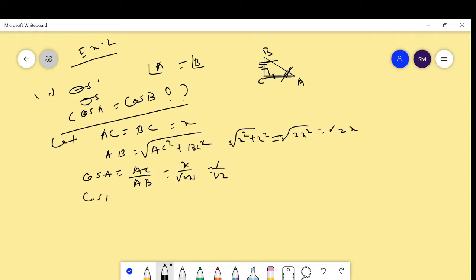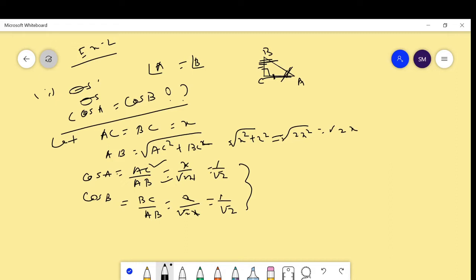Then cos B, for angle B, base upon hypotenuse, BC is the base, BC upon AB, which is equal to x upon root 2 x. x cancels, this is also 1 upon root 2. Yes, we come to the conclusion that cos A is equal to cos B is equal to 1 upon root 2.